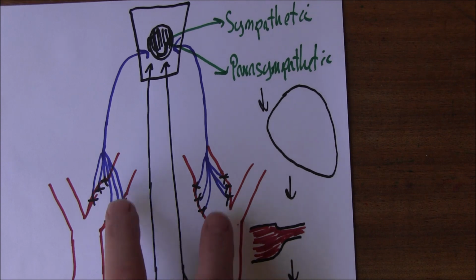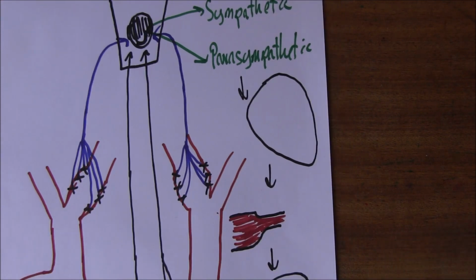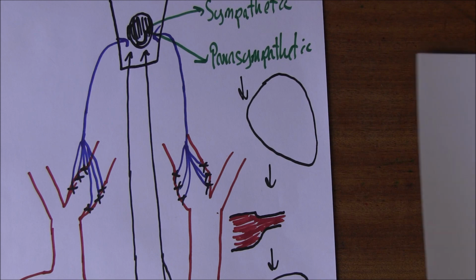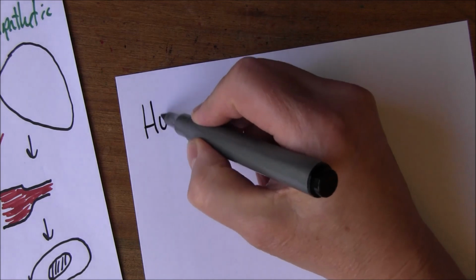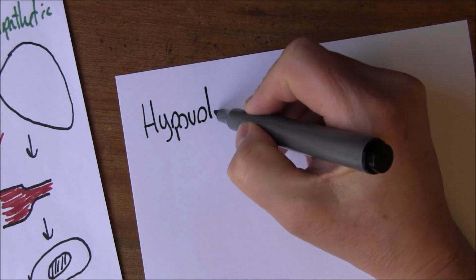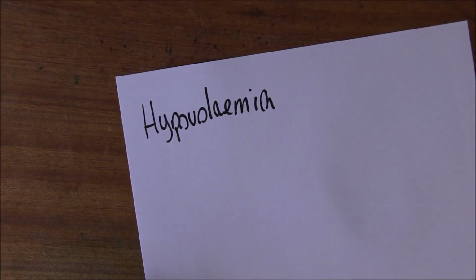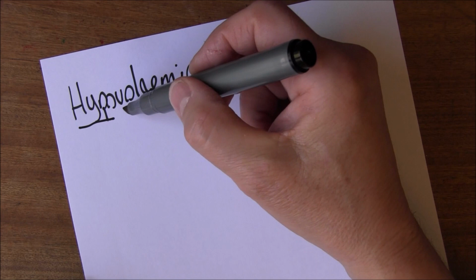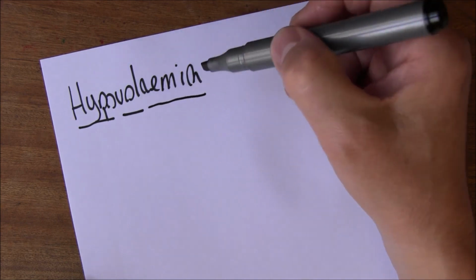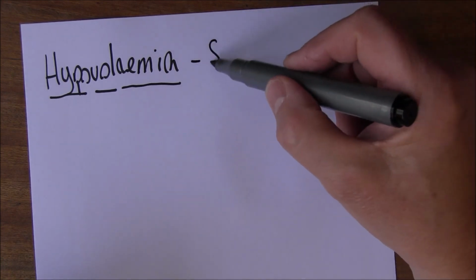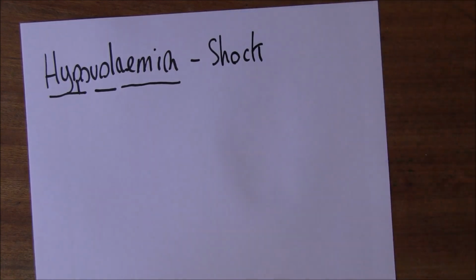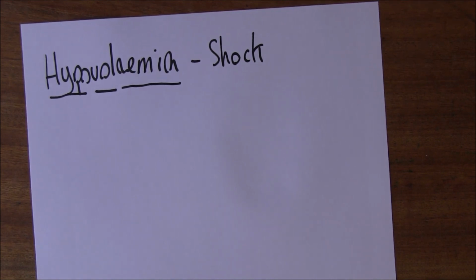And of course, blood pressure can drop in pathological situations as well. So remember that our patients can develop what is called hypovolemia. Hypo means low, hypo, vol, emia, low blood volumes. So for example, this can happen in shock, where the tissues of the body are not properly perfused because there's a hypovolemia.